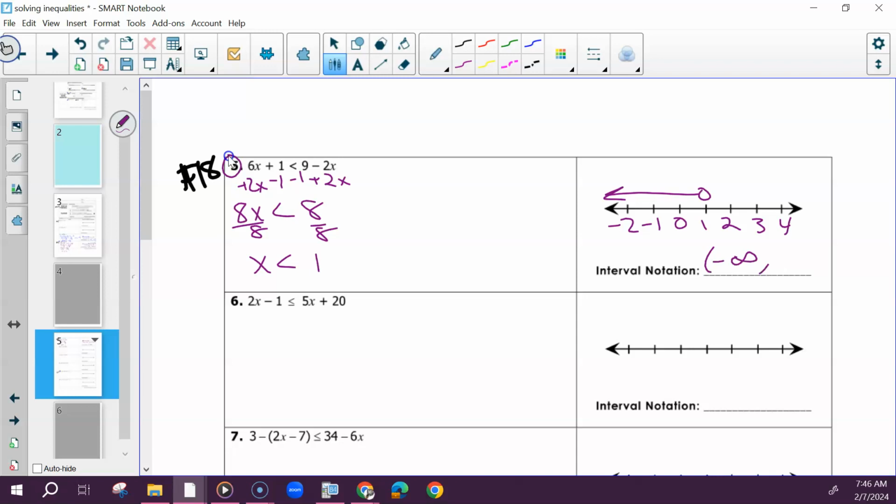Positive 1. Would that be parenthesis or bracket? Oh, why the difference? Because of the open circle. So let's do one more of these.